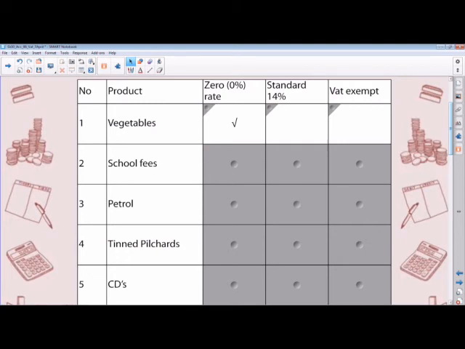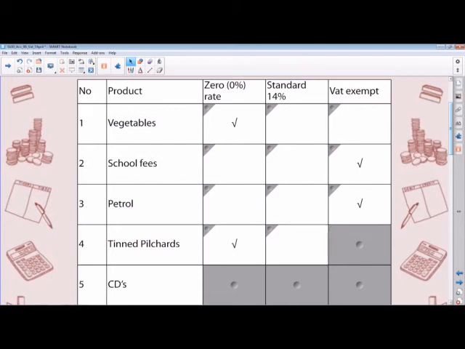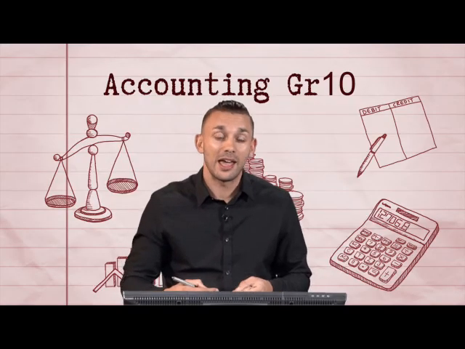School fees will be VAT exempt. Petrol, also VAT exempt. Remember, why is petrol VAT exempt? Because there are other taxes levied onto petrol. Tin pilchards, that will be what? Zero rated. Yes, 100%. I need this protein to survive. And then CDs will be a standard 14%. Now, guys, I hope you got all 5 correct. Now, let's go and look at another 5.